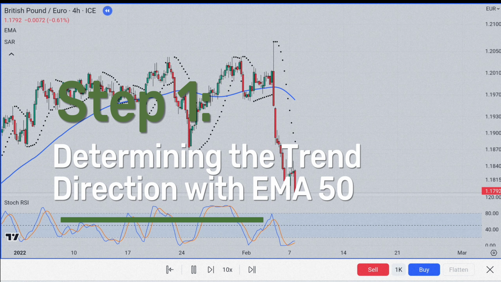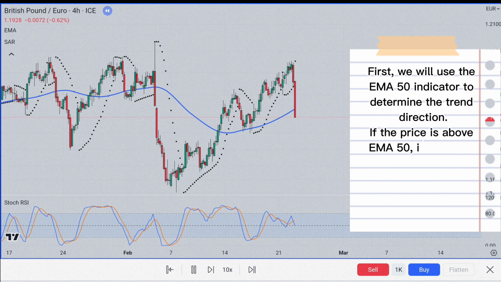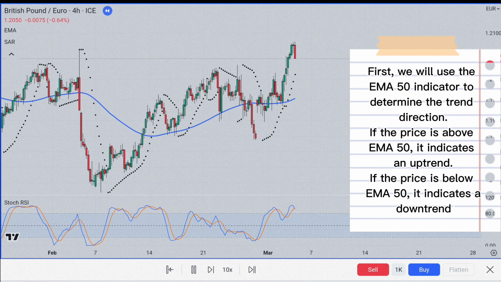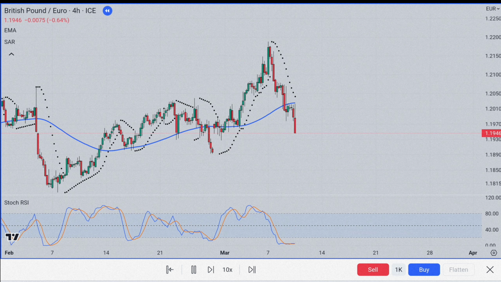First, we will use the EMA 50 indicator to determine the trend direction. If the price is above EMA 50, it indicates an uptrend. If the price is below EMA 50, it indicates a downtrend.